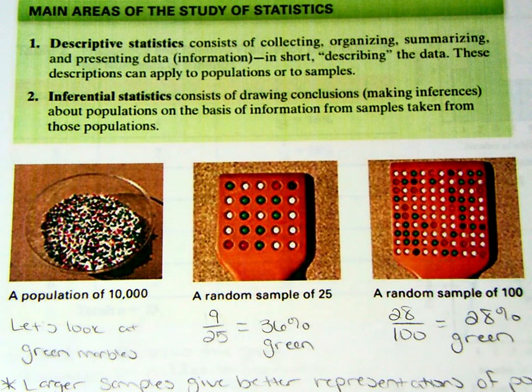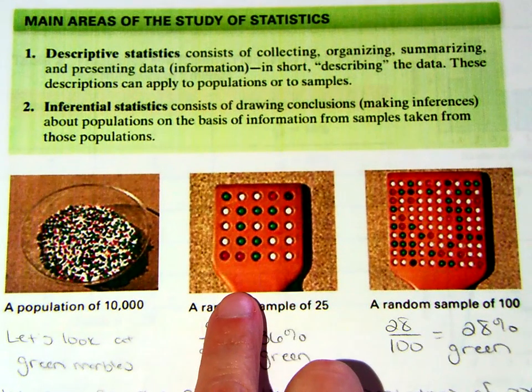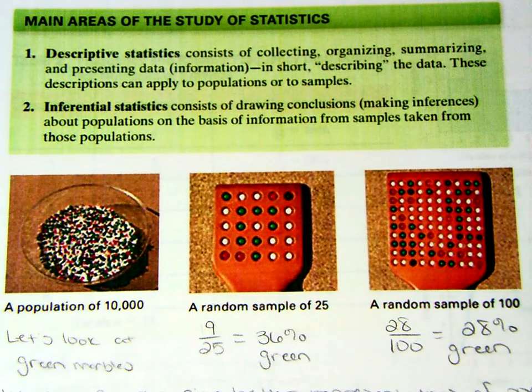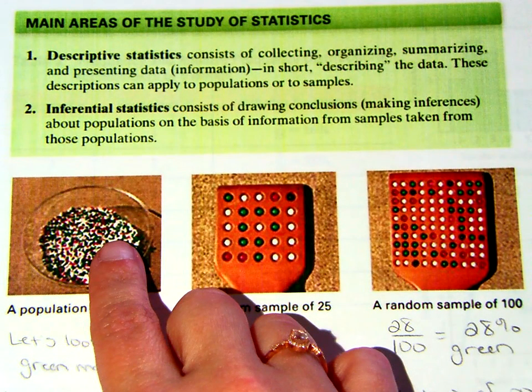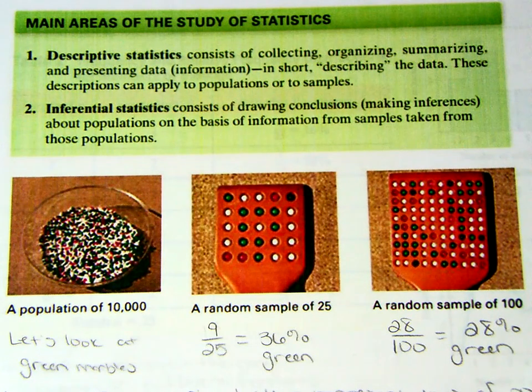So if I take a random sample of 25, which is what this board shows me here in the middle, I can actually then look and make some inferences or conclusions based on this information. For this discussion, we're going to look at green marbles. If I look here at the green marbles, I can't tell you anything really about it. I can say there are green marbles. I can't tell you how many. I can't tell you if that's the dominating color or not. All I can tell you is there are some green marbles.